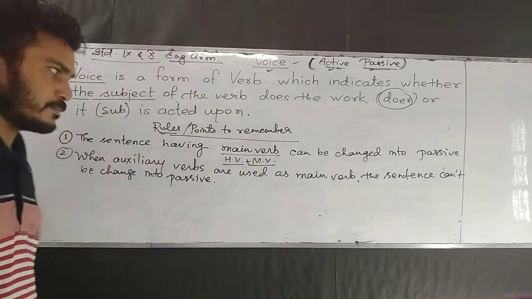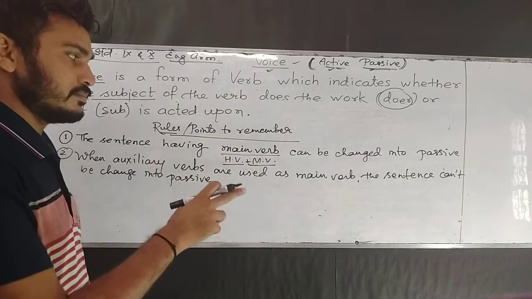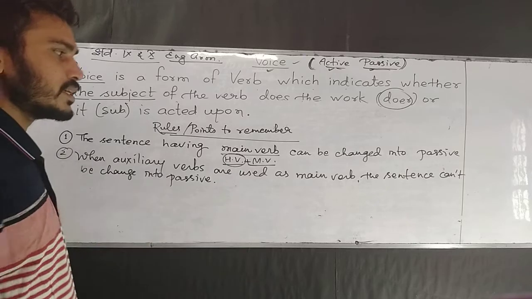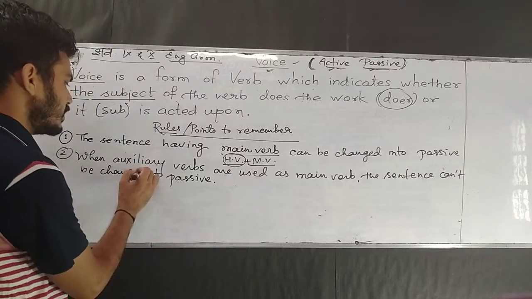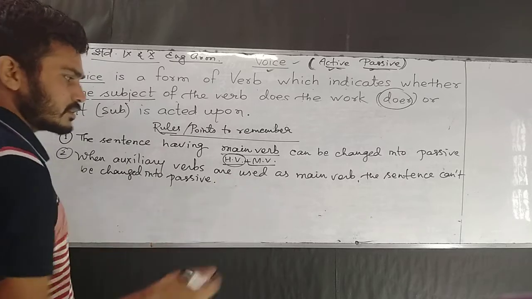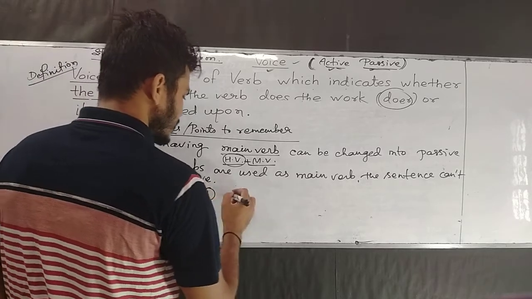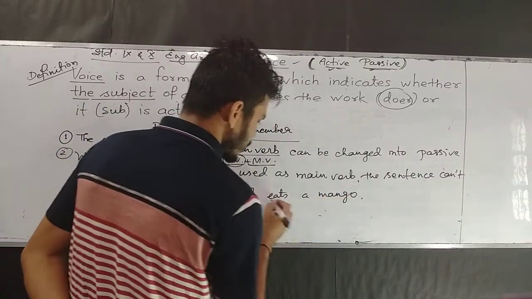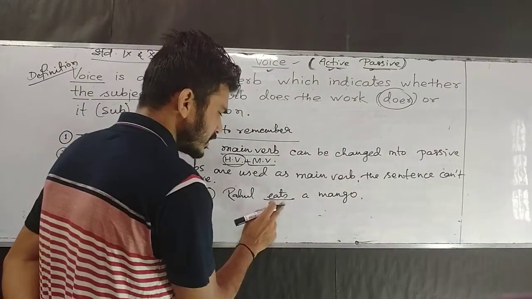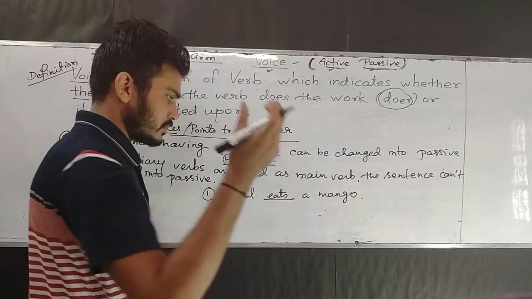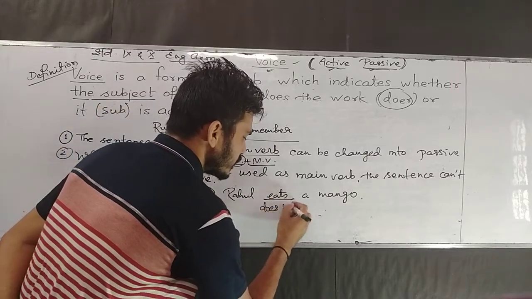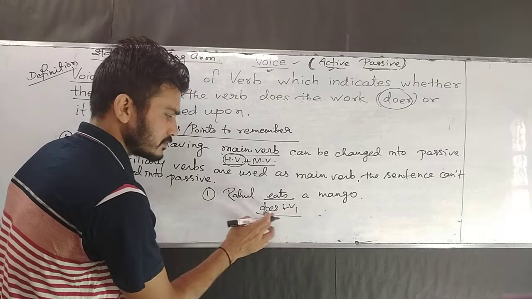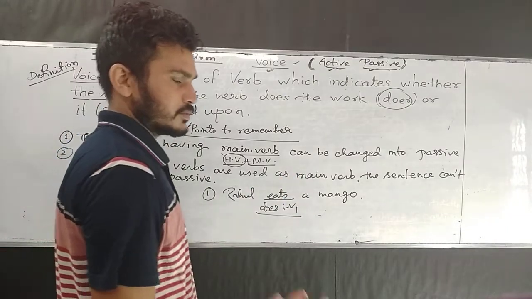Now let me give you an example. What I have written was, the sentence having main verb including helping verb can be changed into passive, but when the auxiliary verbs are used as main verb, the sentence can't be changed into passive. Let me give you an example, then I will write the third point. First of all, point number one, that says Rahul eats a mango, that I have given as an example before. So here the main verb is eats, right? But this main verb has a helping verb as well, as does plus V1, right? So here main verb is also given along with the helping verb. This will be changed into passive, no problem.